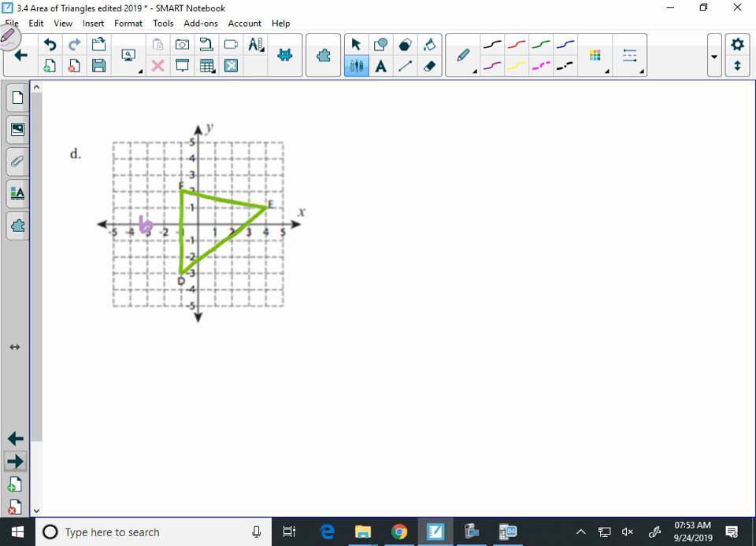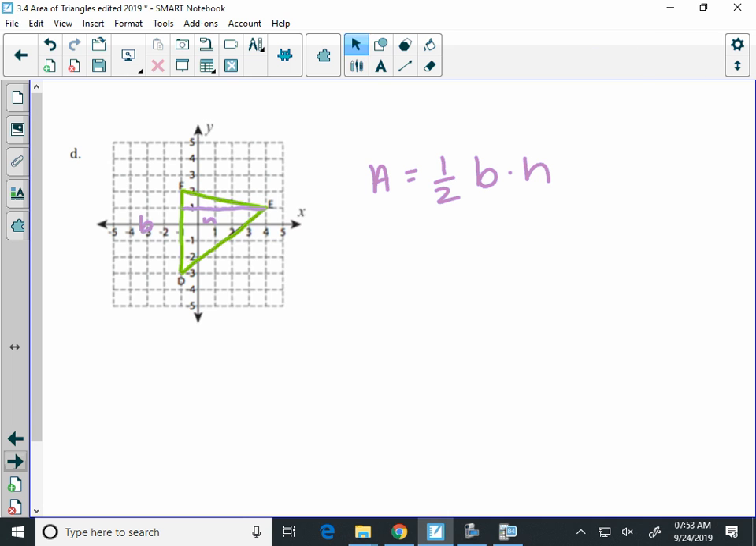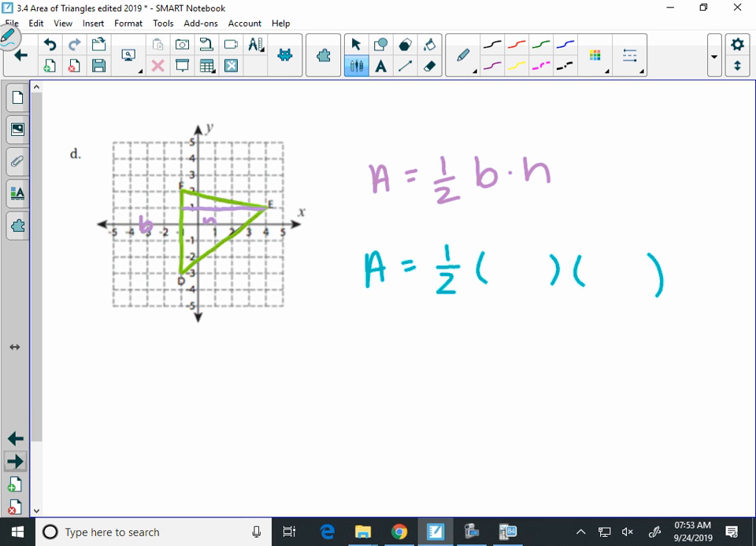Again, this is an acute triangle. So I start at my base and I go to the angle across from it. And I just follow that grid line straight down till you get to your base. That is your height. That is our height. And we just plug it into the area formula. When we count, what is the length of our base? 5. What's the length of our height?